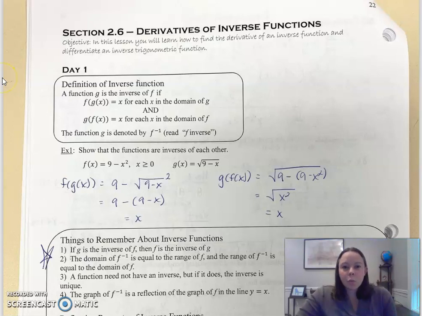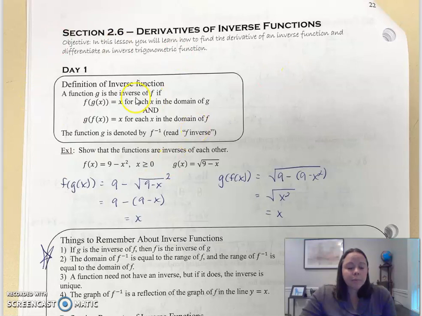Hello, this is section 2.6 for Calc AB, and today we're going to be talking about derivatives of inverse functions. And the notes actually start off, the first page and a half is just a review of inverse functions. If you don't understand inverse functions, it's going to be challenging to try to figure out the derivatives.